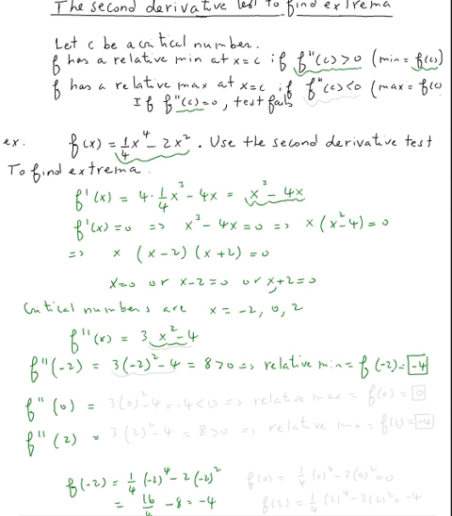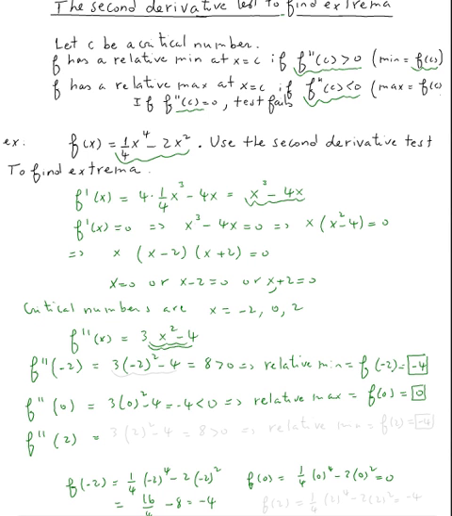Now, for the second derivative at 0, we plug into the second derivative right here. So it's 3 times 0 squared minus 4. It's negative 4. It's less than 0. Look at the definition. That means we have a max. So the relative max is equal to f of 0. If you plug 0 into the original function, f of 0 is 1 over 4 times 0 to the 4th, minus 2 times 0 squared, which is 0. So this is a relative max.